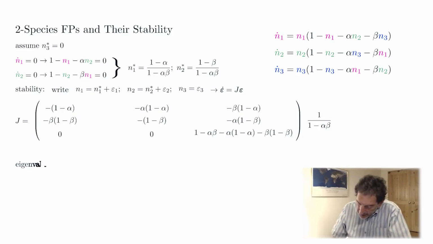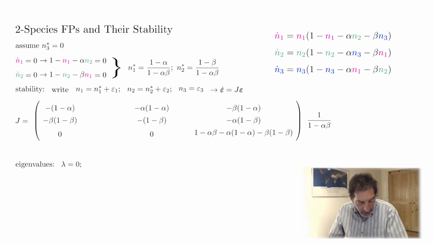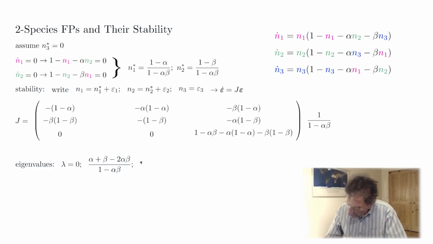And the eigenvalues of this matrix are the following. Lambda is equal to 0. There's another eigenvalue, (alpha plus beta minus 2 alpha beta) over (1 minus alpha beta). And finally, (1 minus alpha plus beta)(1 minus beta) divided by (1 minus alpha beta).